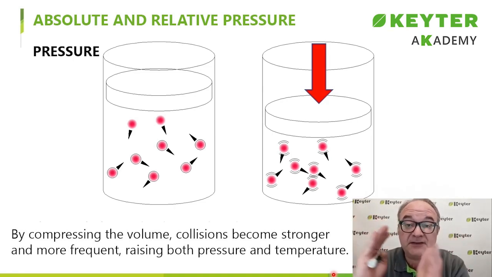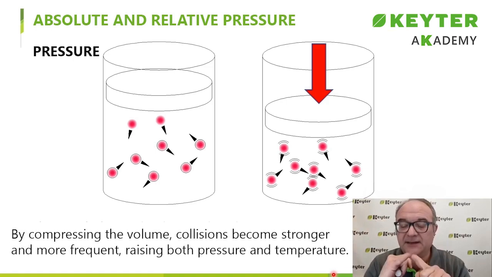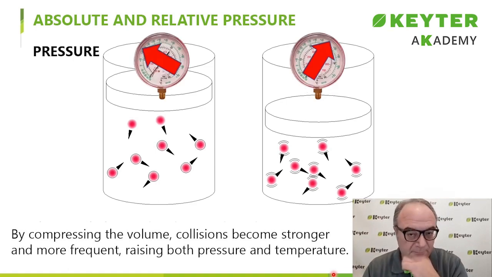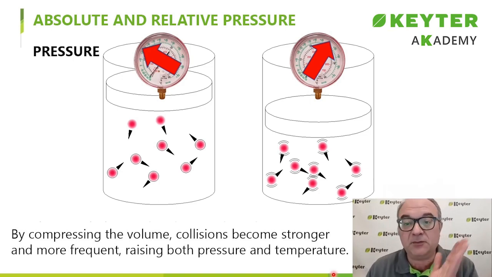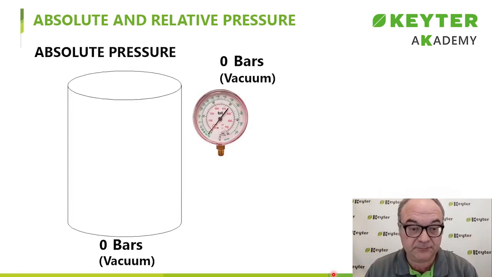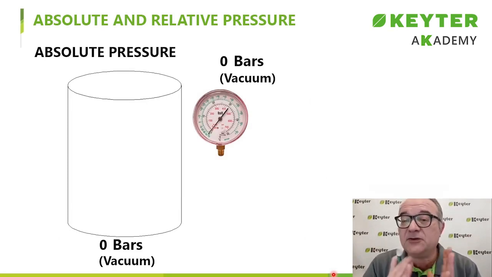Compression involves increased pressure due to reduced volume and temperature due to closer molecule interaction during the process of reducing volume. If we were to position a pressure gauge prior to and after this compression, we would observe that the pressure rises. This is the pressure concept. Let's see absolute pressure.